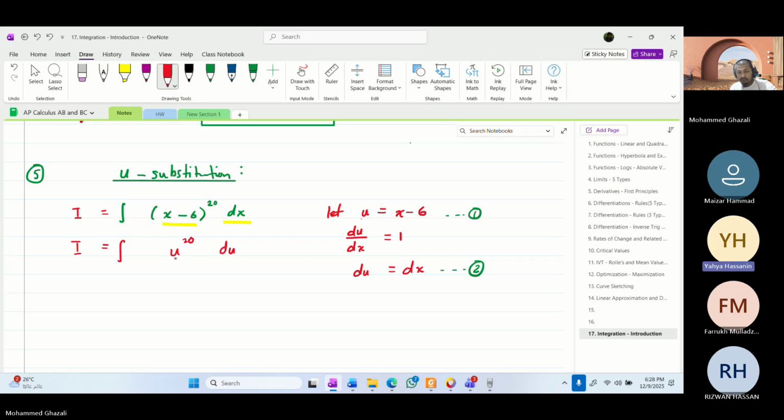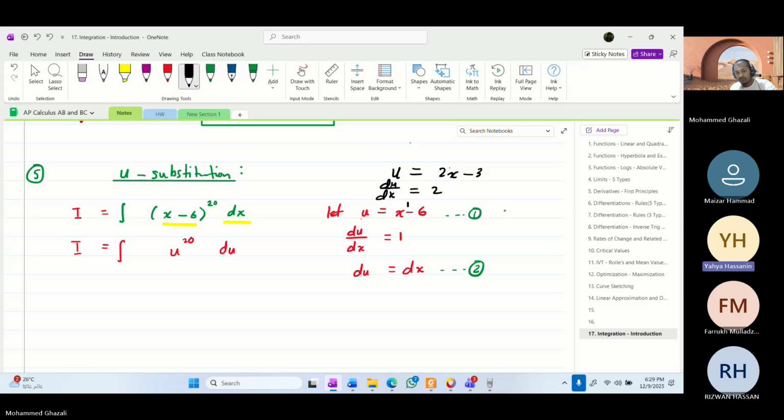Why does du over dx equal 1? Because the derivative of x is 1. You're differentiating with respect to x, right? This is x to the power 1, 1 times 1 is 1, x to the power 0, and the derivative of a constant is 0. So it's just 1. This is a linear function. What does du dx mean? It means what's the slope of this function, 1. If I have u equals 2x minus 3, what's du dx? 2.